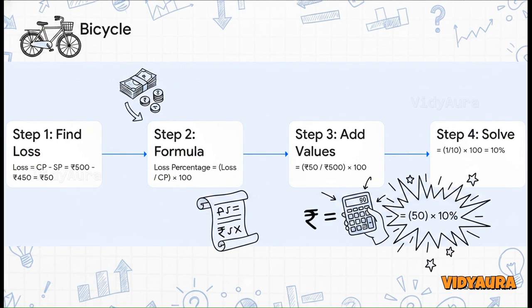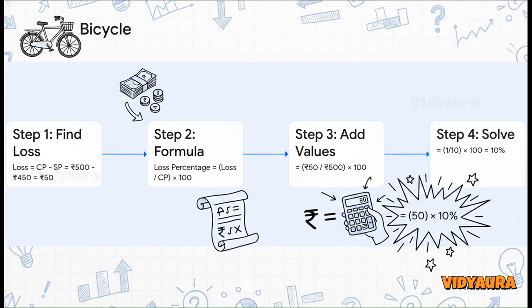Let's solve this together, okay? Imagine Rohan's bicycle cost him 500 rupees. That's our CP. Now, in the first scenario, he sells it for 450. So first, we find the loss. 500 minus 450 is a 50 rupee loss. Simple. Now for the percentage, we put that loss of 50 over the cost price of 500 and multiply by 100. That gives us a 10% loss.